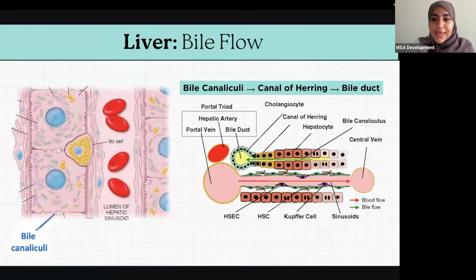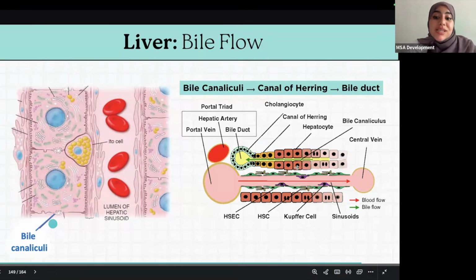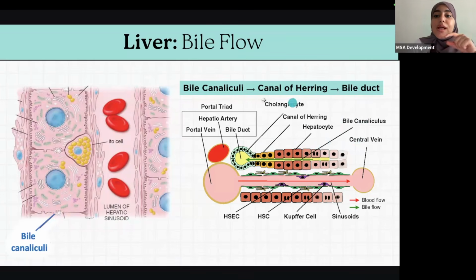Okay? Now, there's bile flow. I talked about how hepatocytes can produce bile, but how does it go there? There are these tiny little bile canaliculi, and when it's producing the bile, it goes into these bile canaliculi. And so it starts out over here, and it goes through the canal of Hering, right over here. This is the canal of Hering, and then it goes into the bile duct. And so it goes from bile canaliculi to canal of Hering to bile duct. Okay? That's all you need to know. And it goes opposite to the blood flow.